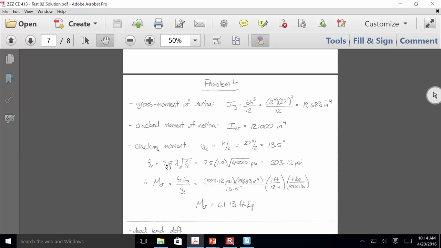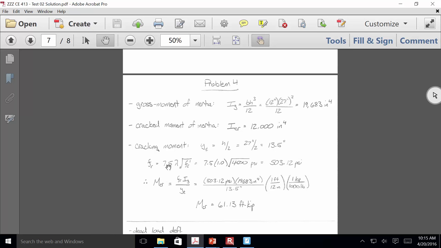Yt is h over 2, so it's 13.5 inches, and 7.5 square root of 4,500 psi. Plug and chug, you should have got a cracking moment of around 61 foot kips. All right, now, the two load cases you needed to handle were dead load and then dead plus live load. I still had folks trying to do the dead load deflection and then the live load deflection, or using the dead plus live moment of inertia for the dead loads. Now you just treat them all separately, okay?